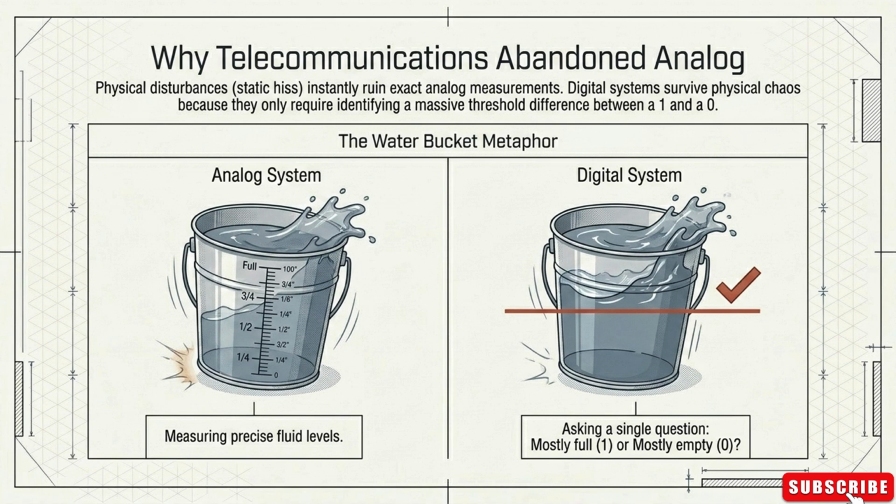But a digital system completely changes the rules of the game. Because you aren't trying to measure an exact fluid level anymore, you are simply asking the bucket a yes or no question. Are you basically full or are you basically empty? Are you a 1 or are you a 0? So even if the table gets violently kicked and the water sloshes wildly, it is still incredibly easy to tell if the bucket is full or empty. This massive resistance to physical noise and degradation is the exact reason the entire telecommunications industry, I'm talking television, radio, phones, abandoned analog and sprinted toward digital infrastructure.